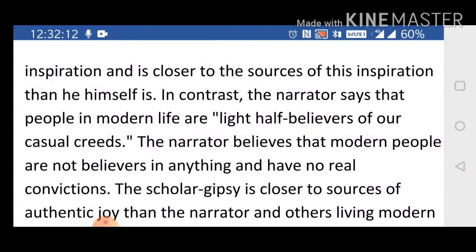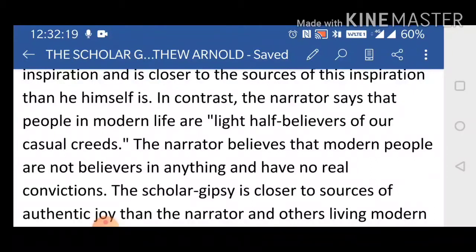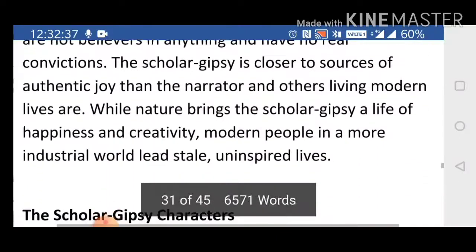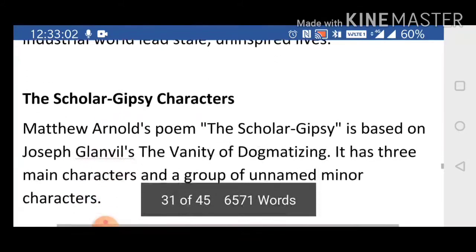In contrast, the narrator says that people in modern life are light half believers of our casual creeds. The narrator believes that modern people are not believers in anything and have no real convictions. The scholar gypsy is closer to sources of authentic joy than the narrator and others living modern lives are. While nature brings the scholar gypsy a life of happiness and creativity, modern people in a more industrial world lead stale, uninspired lives. Let us now take a look at the characters in the poem The Scholar Gypsy.